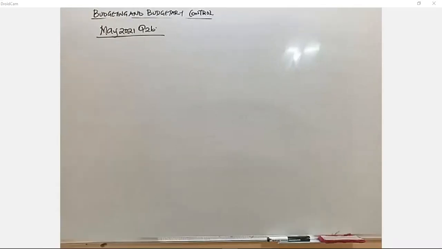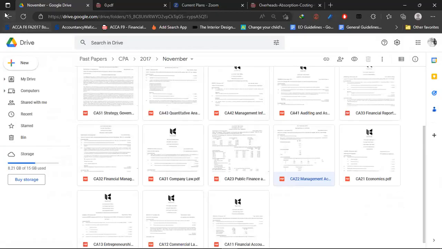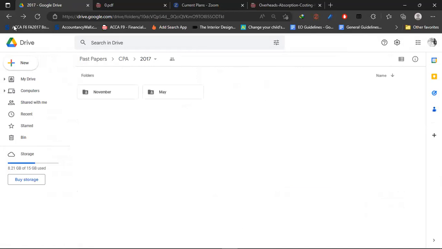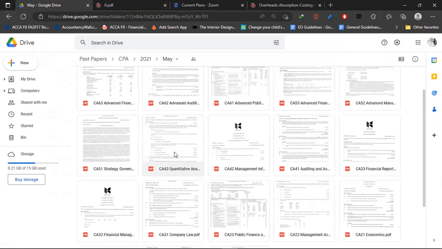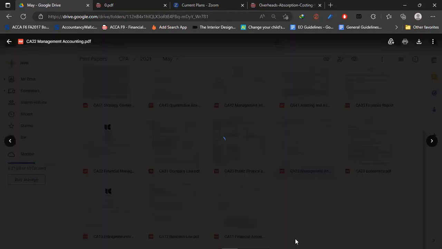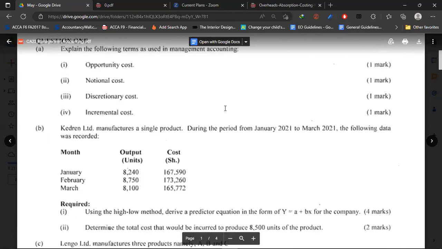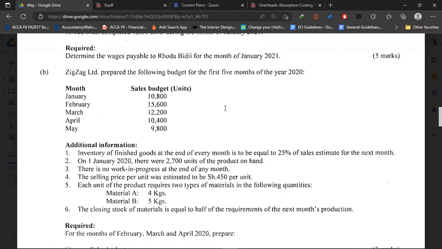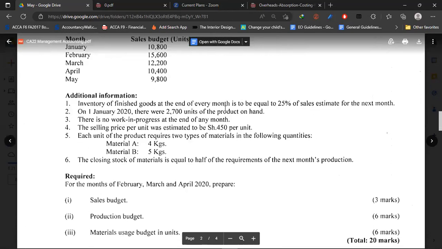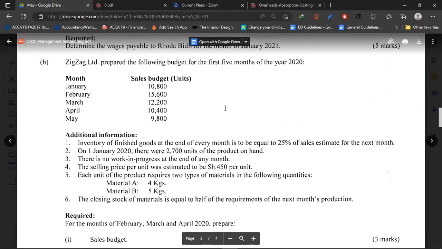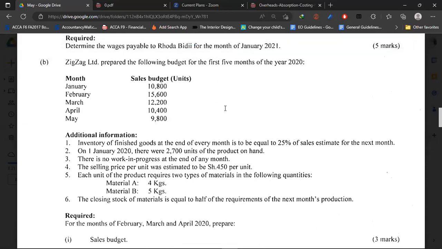There is a question there. May 2021. So May 2021. The question here, let us recall what we have already learned. Question B, Zigzag.